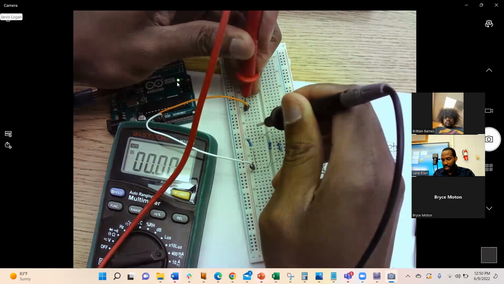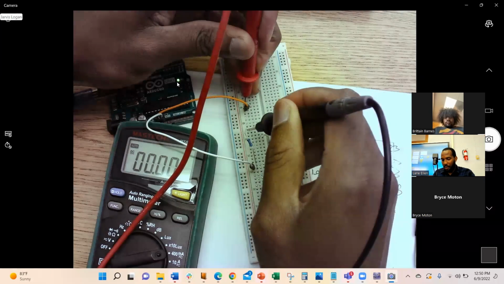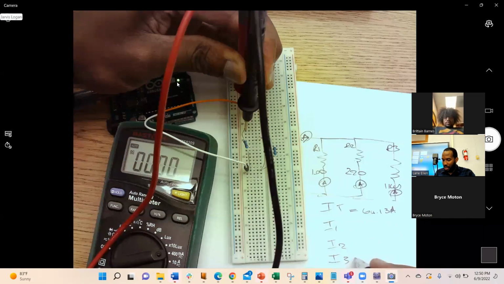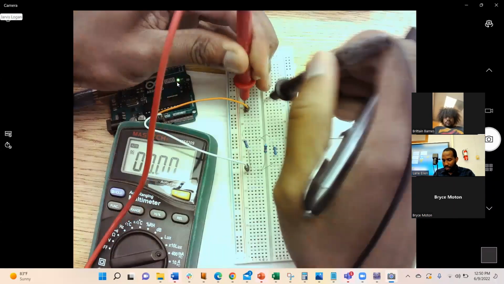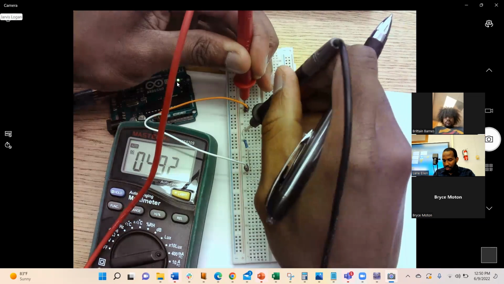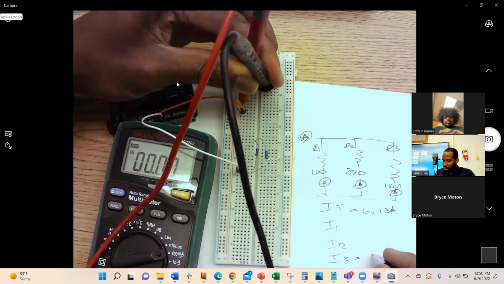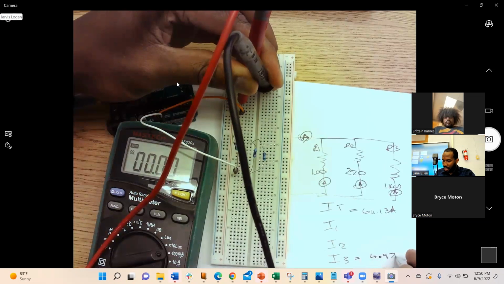Okay, and I want to apologize. This is not R1, but this is going to be R3. So this is I3. The current for I3 is 4.97 milliamps.